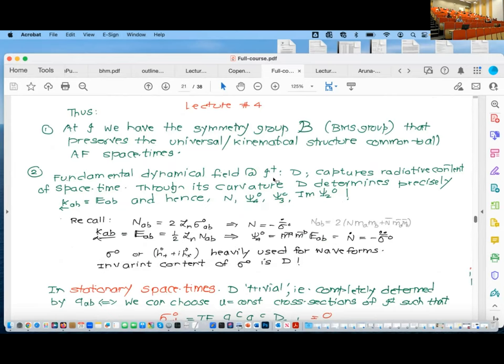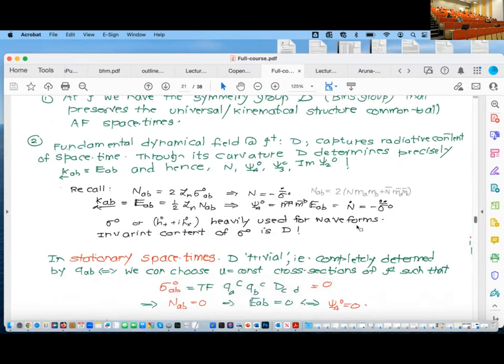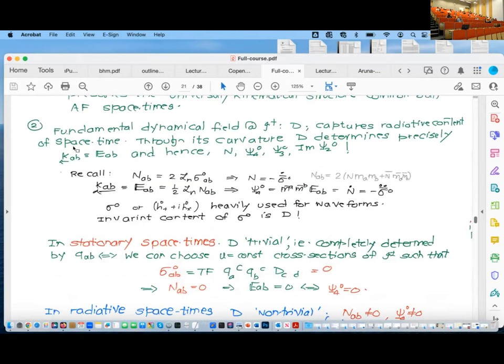Yes. Okay. So the fundamental dynamical field at Scri is now the derivative operator, and it captures the radiative content of space-time. Through its curvature, it actually determines precisely the pullback of this tensor field K_AB that we had talked about. And that is the same as the news and psi 4 naught, psi 3 naught, and psi 2 naught.